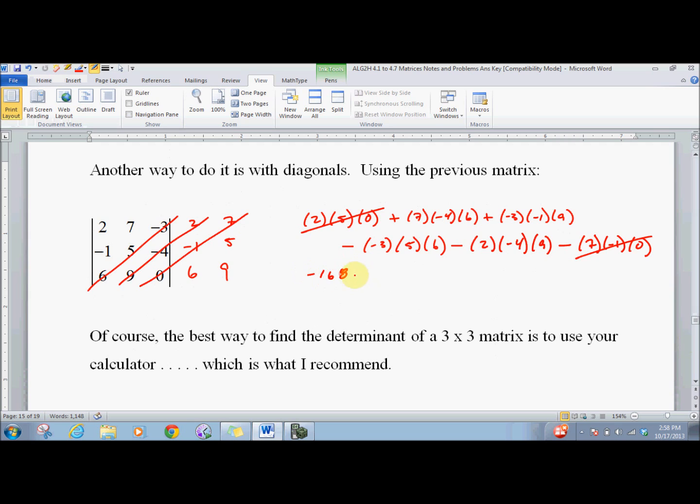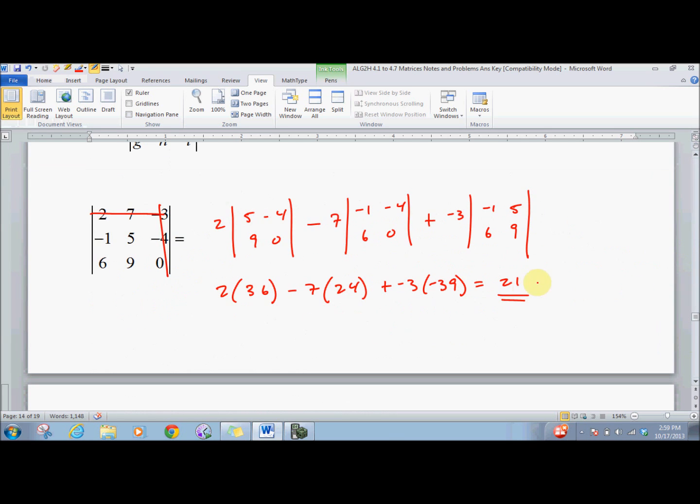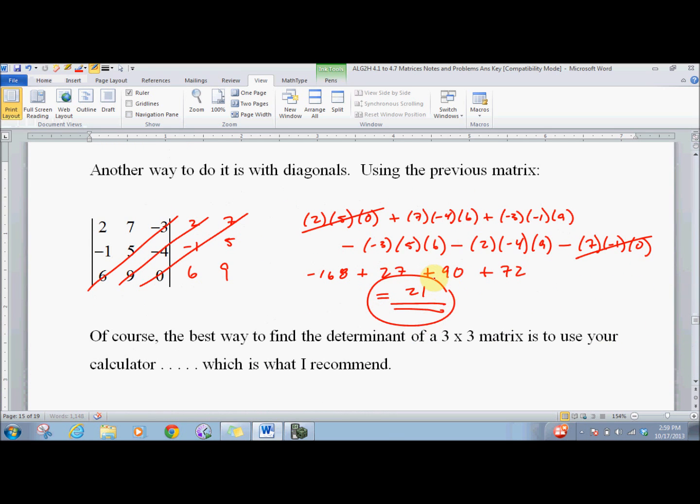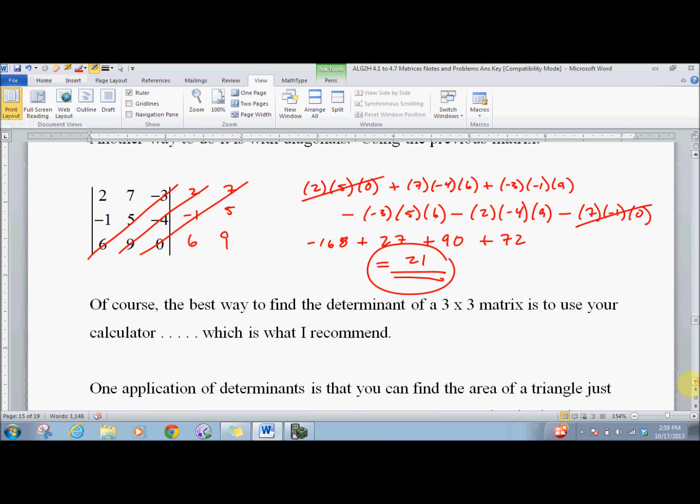Negative 168 plus 27 plus 90 plus 72 equals, whew, I was nervous. I thought I made a mistake somewhere. If you look back, we have 21 here, 21 here. Boy, that was nerve-wracking.